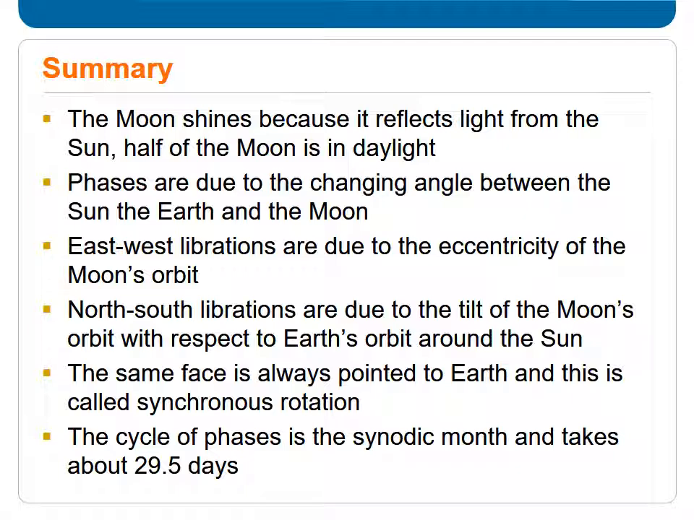In summary, the moon shines because it reflects light from the sun. Half of the moon is in daylight. Phases are due to the changing angle between the sun, the Earth and the moon. East-west librations are due to eccentricity of the moon's orbit. North-south librations are due to the tilt of the moon's orbit with respect to the Earth's orbit around the sun. The same face is always pointed toward Earth, and this is called synchronous rotation. The cycle of phases is a synodic month, and it takes 29.5 days.